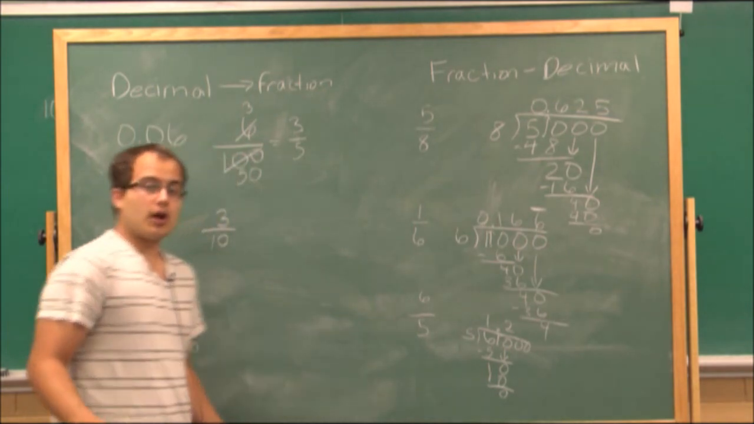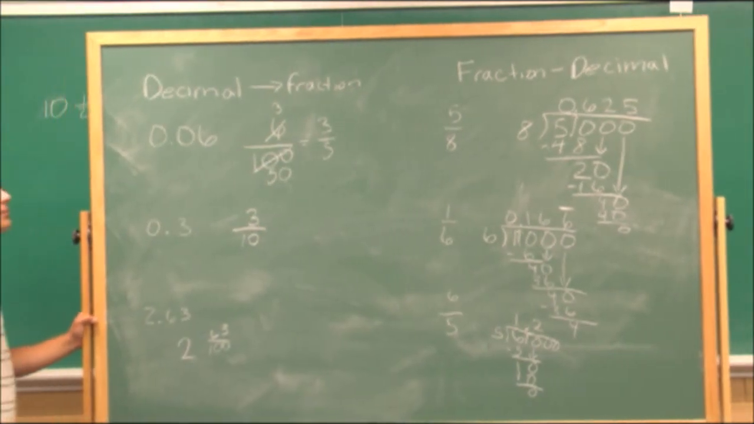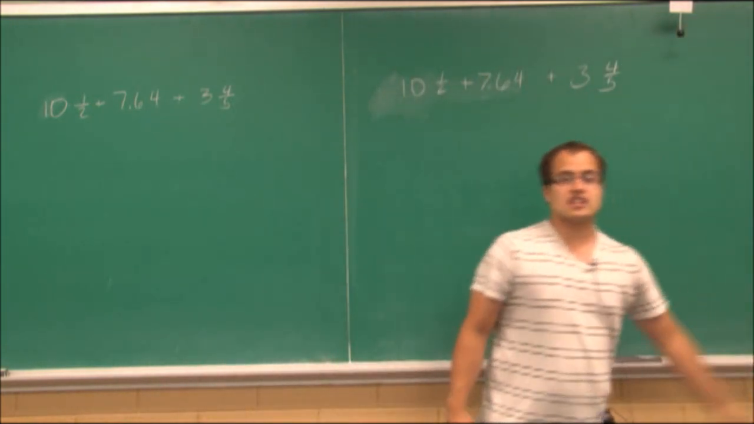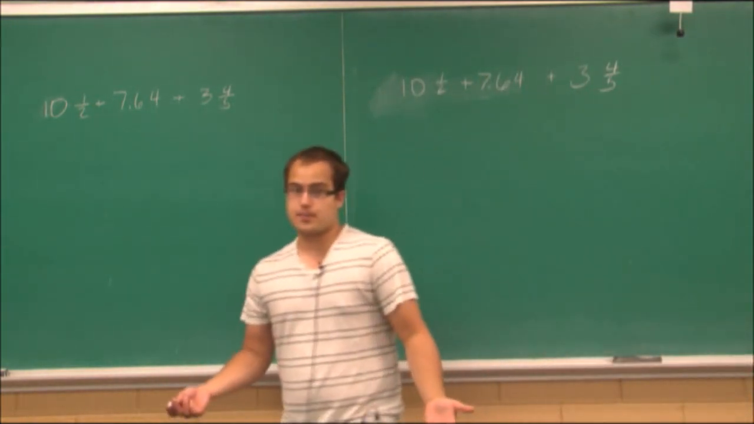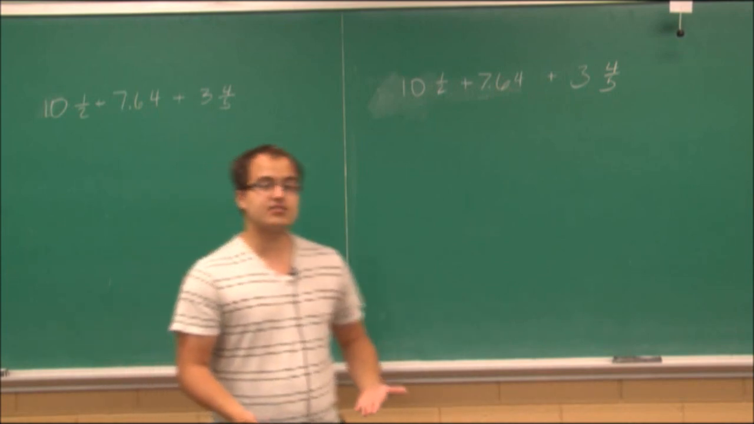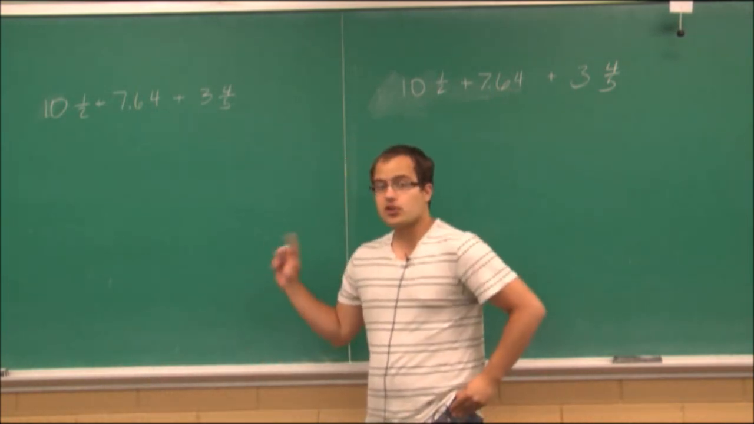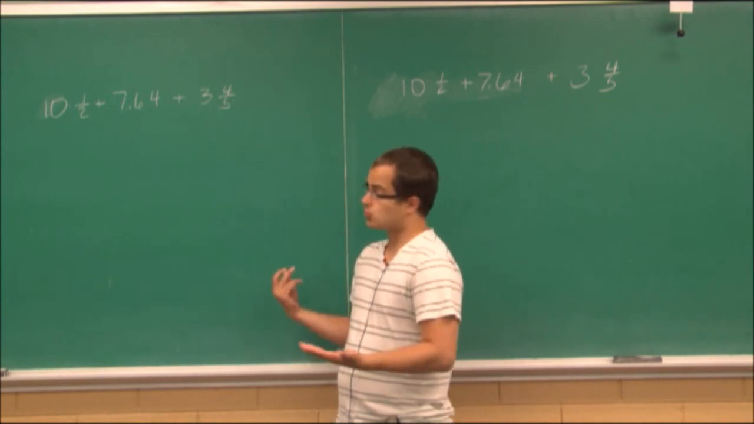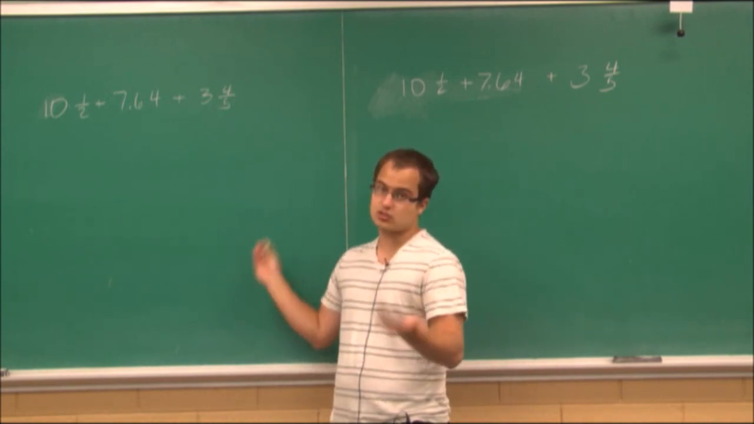Now we're going to simplify an expression that is adding fractions and decimals together. Now you have 2 ways of doing this. And the first method is to convert everything to a decimal. So that's what I'm going to do. I'm going to convert all the fractions to a decimal.